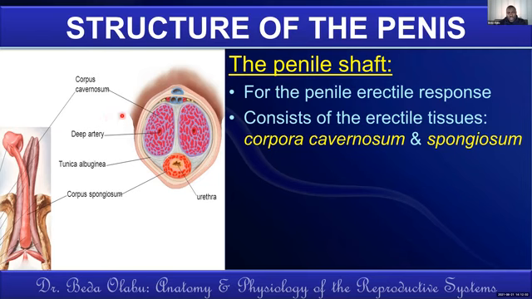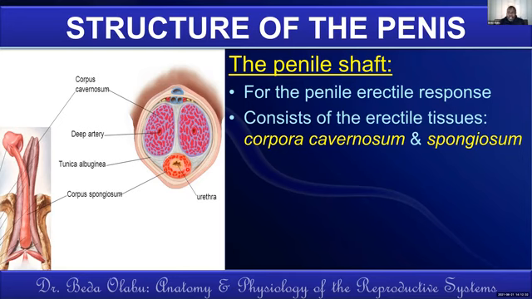We have what we call the corpus cavernosum. The corpus cavernosum are 2. We have right and left corpus cavernosum. The plural for corpus is corpora. Then there's one ventral one, which we call corpus spongiosum. There are 2 types of erectile tissues, but as we can see, there are 3 erectile tissues.